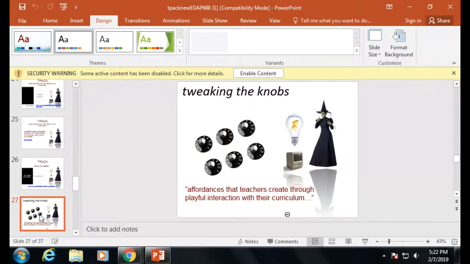So their line goes like this. Affordances that teachers create, in other words, what teachers use in their classroom that are based on technology, can only happen until there's playful interaction with that technology within the context of their curriculum.